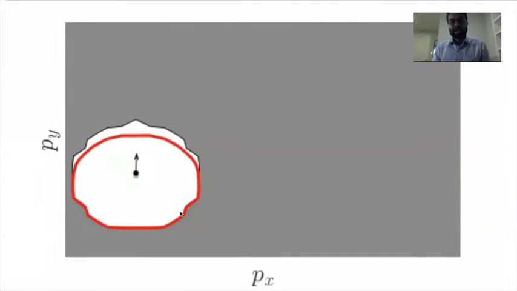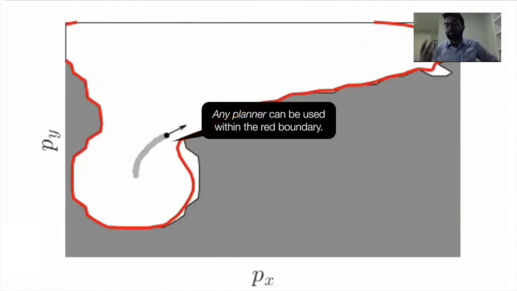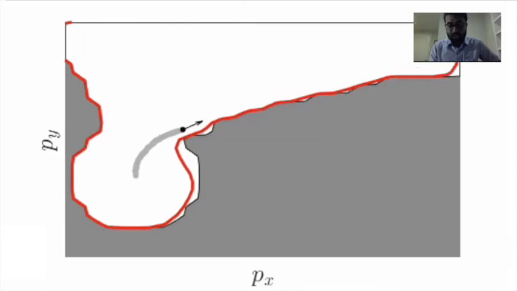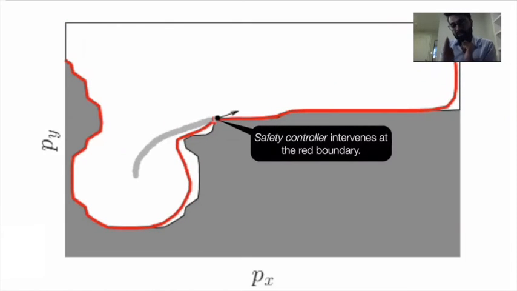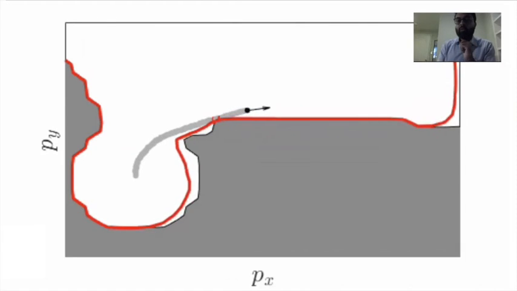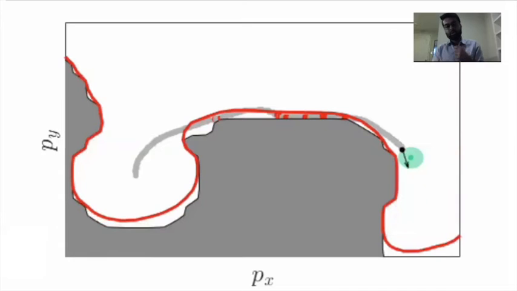So suppose the robot started initially in an obstacle-free region, so that's that white region, and the red is the corresponding backward reachable set. Again, within this backward reachable set, any planner can be used. At any time, if the robot hits the red boundary, that's the only time the safety controller intervenes and pushes the system inside the backward reachable set, at which point the learning controller can take over one more time. So this constant interaction between the learning controller and the safety controller happens until the robot reaches the goal in a safe fashion.